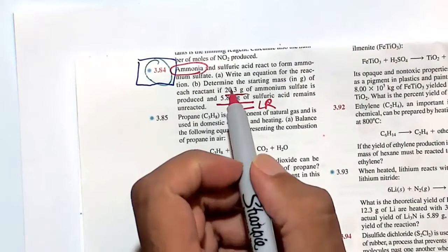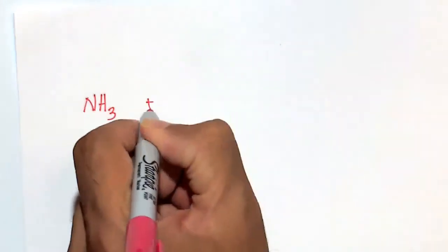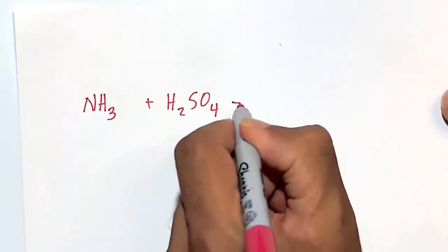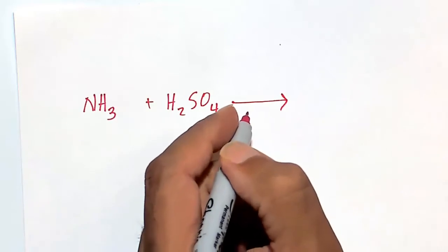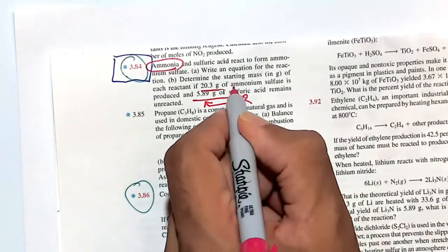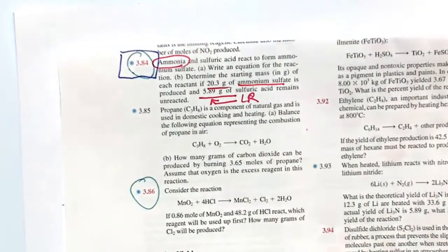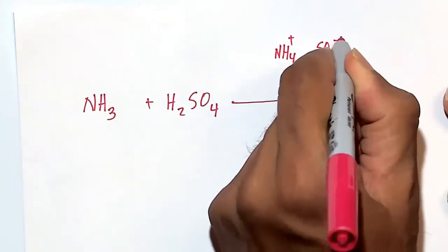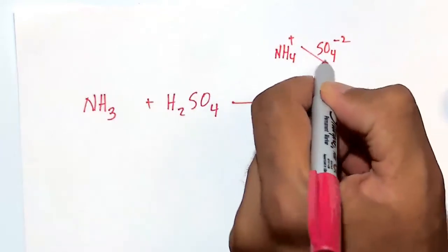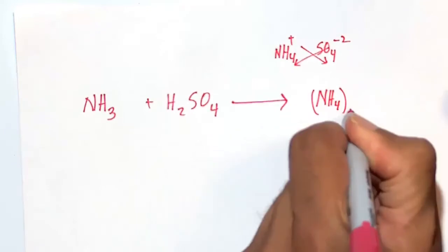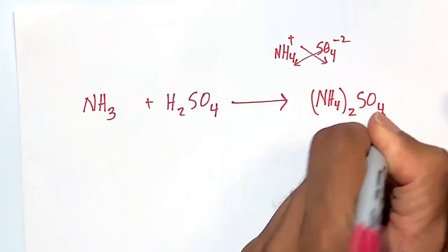So ammonia is NH3 and sulfuric acid is H2SO4. Nomenclature on acids is something to watch the video on, but this is the formula for sulfuric acid, and they tell us in this problem that it gives us ammonium sulfate. Okay, ammonium sulfate is right here. The ammonium ion is NH4+. The sulfate ion from our flashcards is SO4 2-. We do the switcheroo with ionic compounds. The formula for ammonium sulfate is (NH4)2SO4.